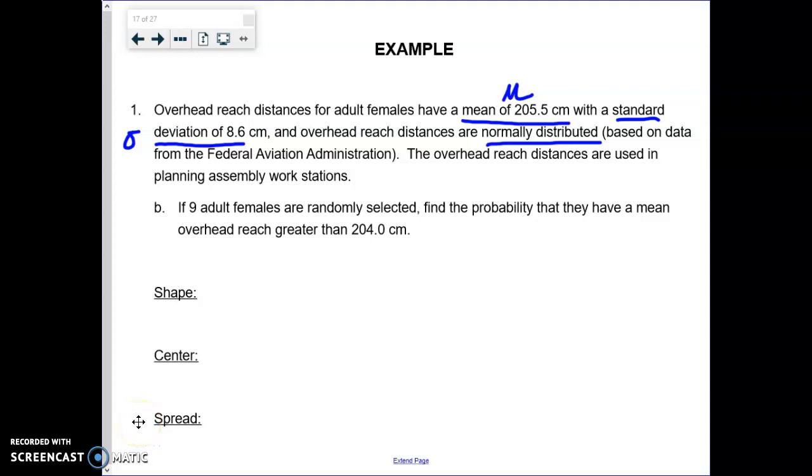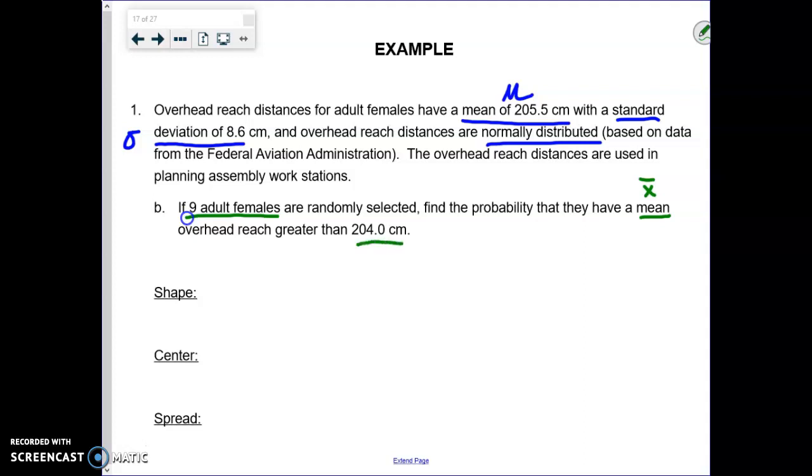Now let's look at number 1B. Same situation set up as 1A. However, this time we're looking at 9 adult females instead of just 1. So in other words, if 9 adult females are randomly selected, find the probability that they have a mean overhead reach, that mean from that sample, greater than 204 centimeters.